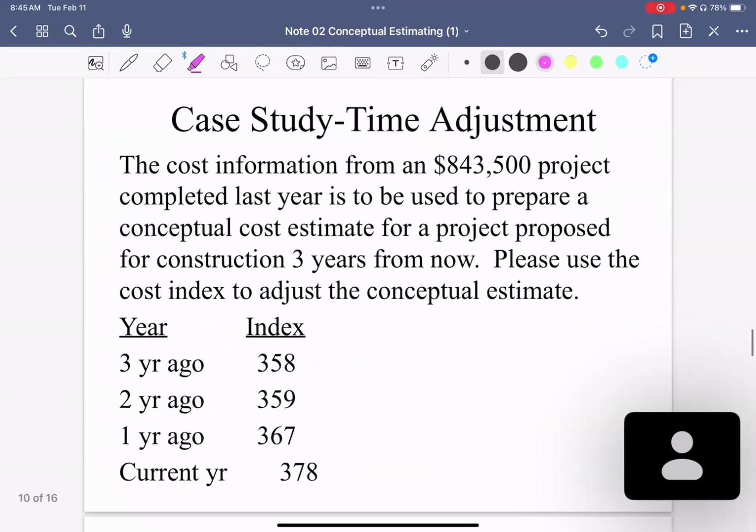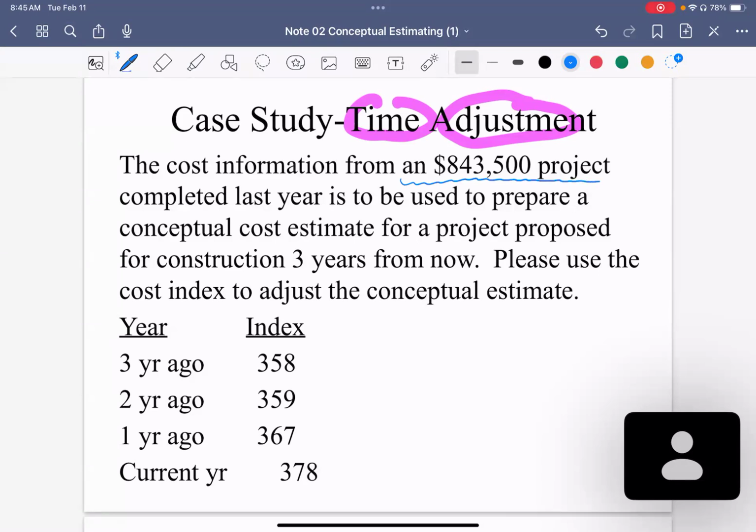So first we will separate into the simple ones. First we will see a time adjustment example. This one will only deal with time adjustments. So let's read the problem statement.